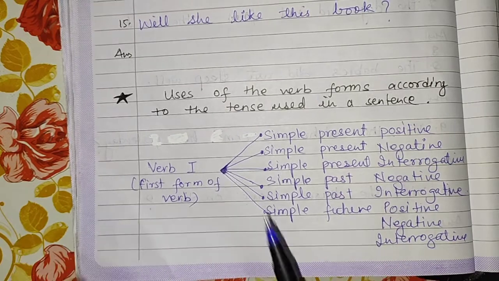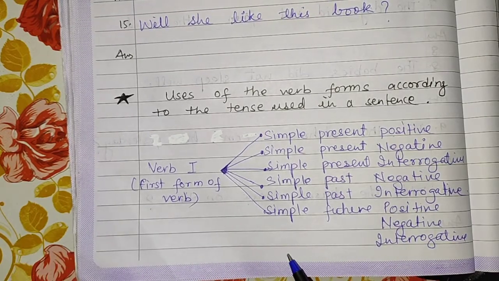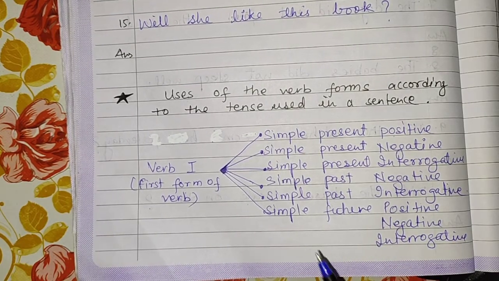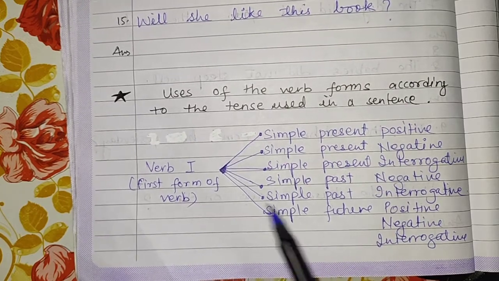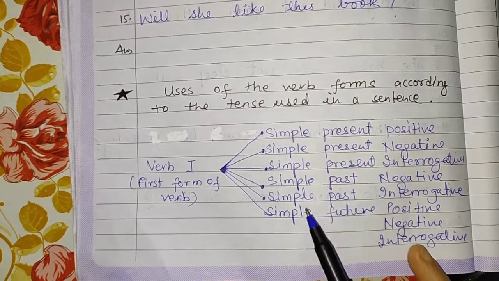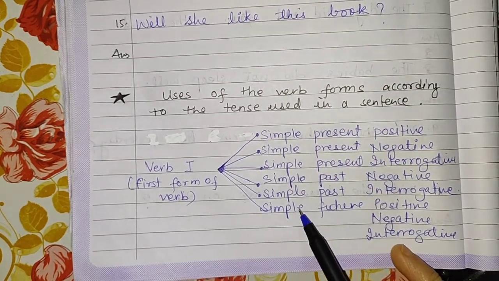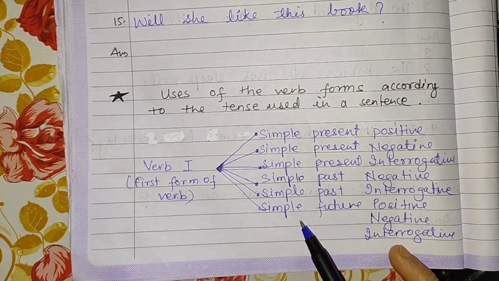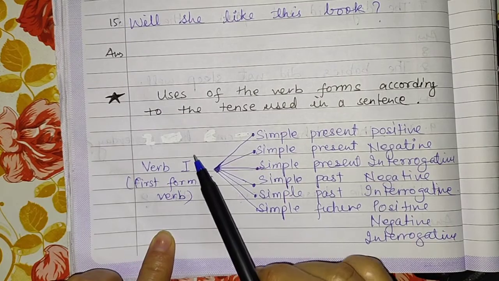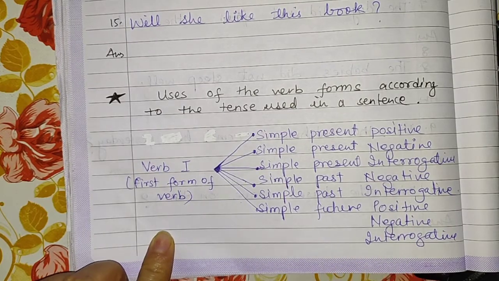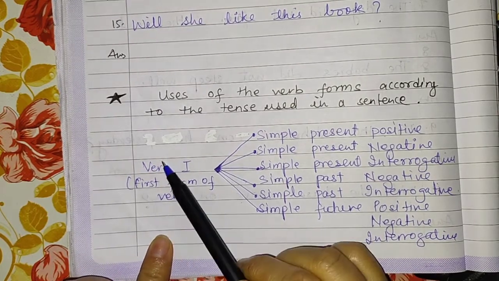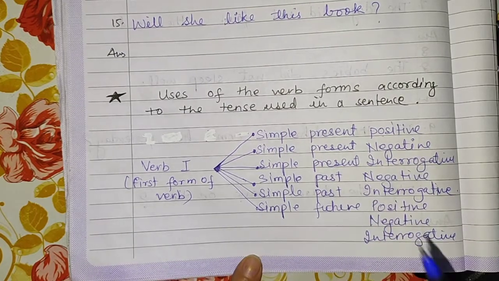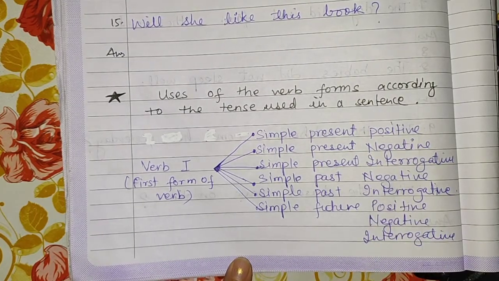As you are doing only the simple tense, let's see where we use these verb forms. In the simple tenses mainly two verb forms are used: first is verb 1, the first form of the verb, and second is verb 2. Only these two forms of verbs are used in simple tenses. Mainly we use verb 1 in all the three simple tenses, in all the kinds of sentences.